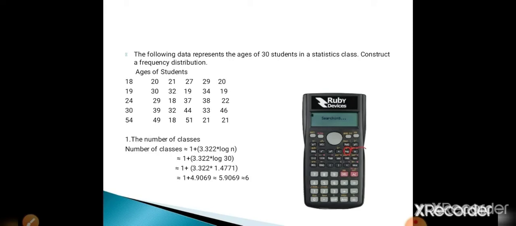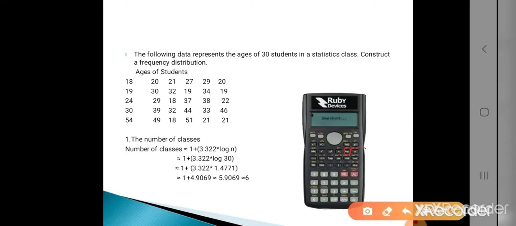The ages of students we are given: 18, 20, 21, 27, 29, 20, 19, 30, 32, 19, 34, 19, 24, 29, 18, 37, 38, 22, 30, 39, 32, 44, 33, 46, 54, 49, 18, 51, 21 and 21. Okay, here we are given the total number of observations, that is n is equal to 30 students.